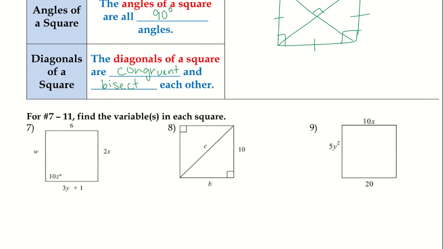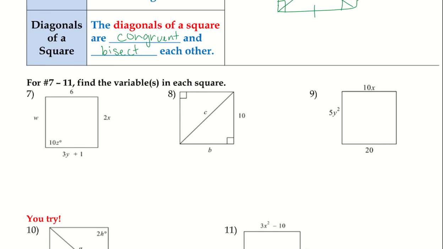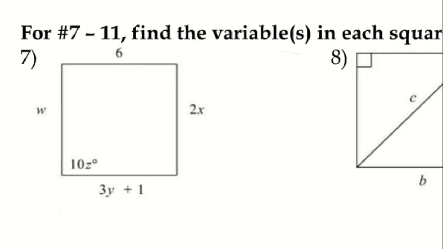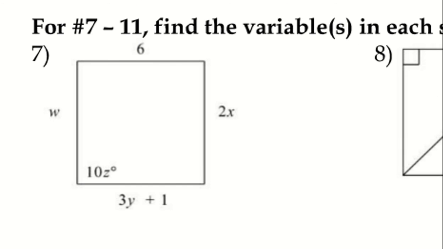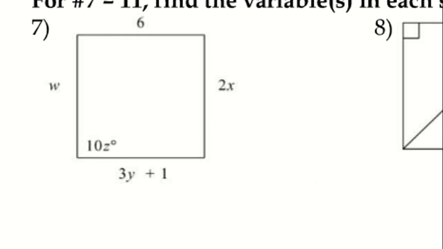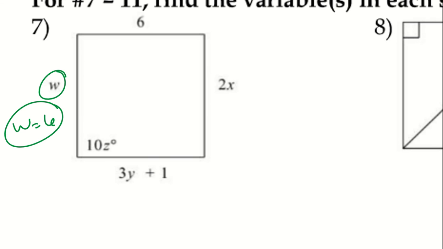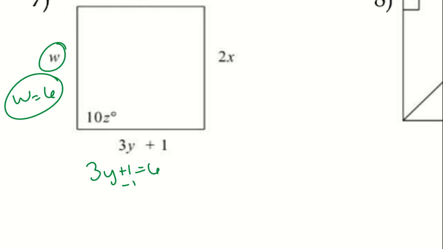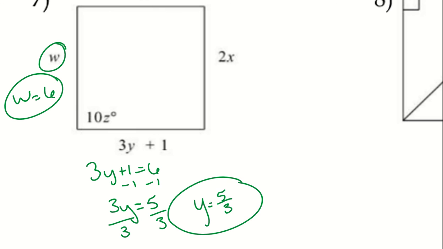All right, 7 through 11, find the variables of each square. So I'll do 7, 8, 9, and I'll let you guys try 10 and 11. So opposite sides are, or all the sides are congruent. Sorry, we're dealing with squares now. So all the sides are congruent, which means W here equals 6. All right, 3y plus 1 also equals 6, but I have to do a little extra work to figure out what y itself actually equals. So I can subtract 1. 3y equals 5. And 5 divided by 3 is not a pretty decimal, so I'm going to go ahead and just leave it as 5 over 3.